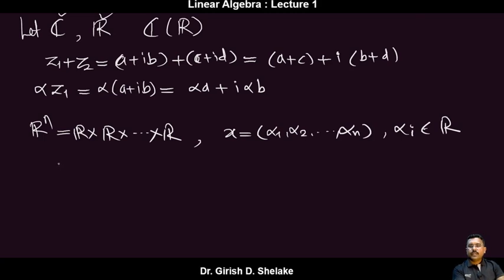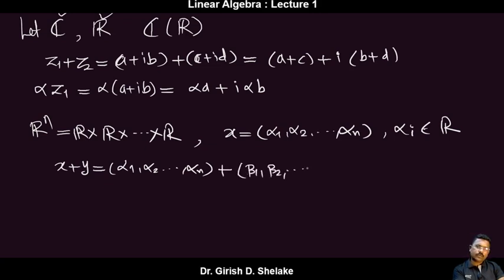Then addition of two vectors in Rn is, for example, x plus y. Suppose x is the n-tuple alpha 1, alpha 2, and so on up to alpha n, in Rn, and another is y, which is beta 1, beta 2, and so on up to beta n. Then their addition is, we just add the elements component-wise. So that is alpha 1 plus beta 1, the second one is alpha 2 plus beta 2, and so on, the last one is alpha n plus beta n. So this is the addition in Rn.